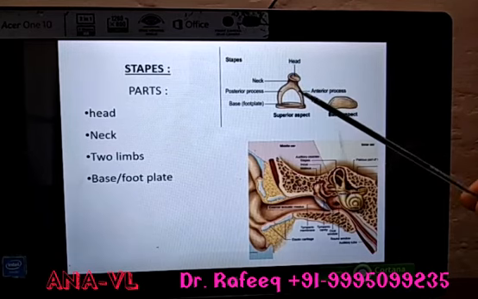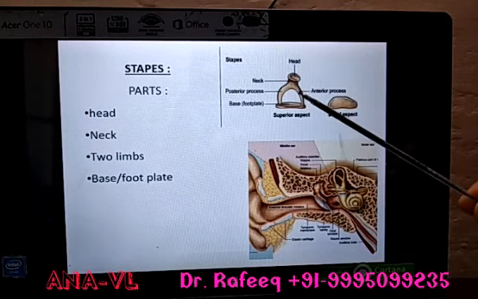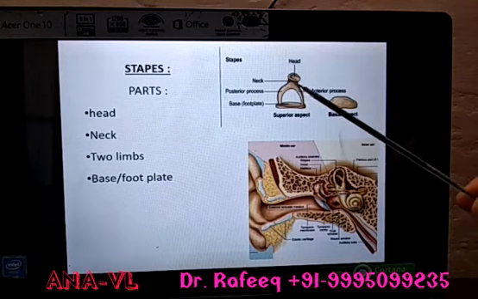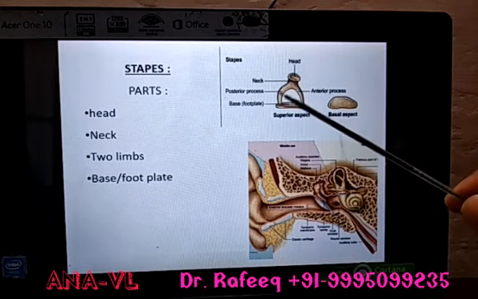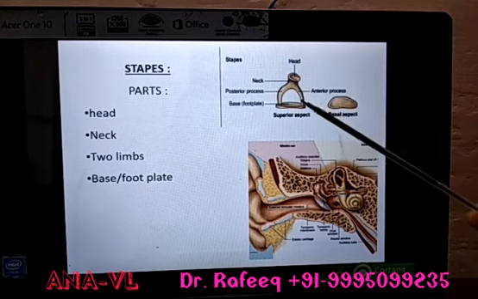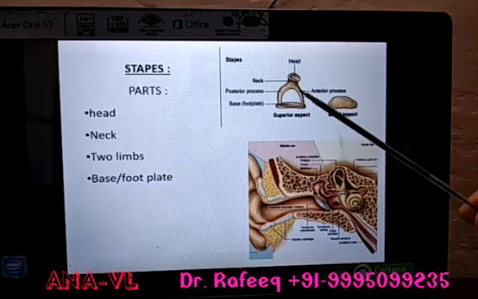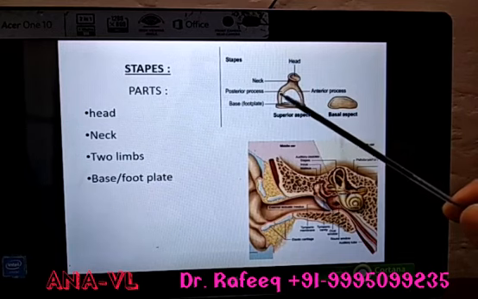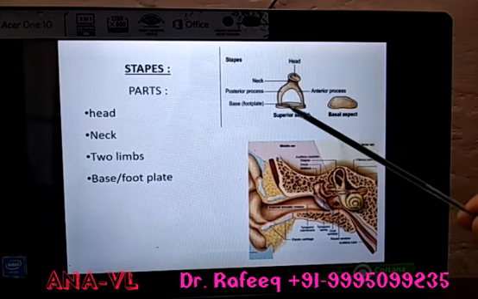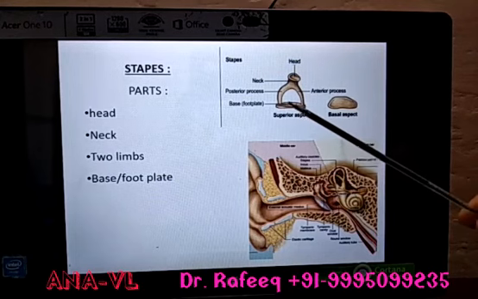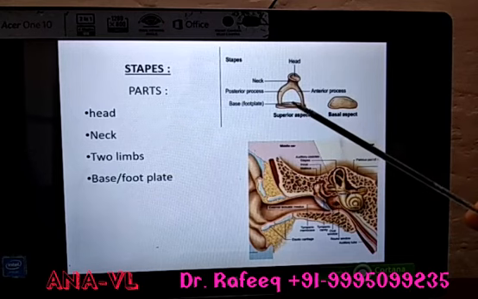One is in front, that is called the anterior crus or anterior process or anterior limb. Another one is behind, that is called the posterior process or posterior crus. These two are different: the anterior crus is very short and the posterior crus is a little bit longer. Next, both crura join with the base of the stapes. The base is a flattened oval-shaped part which is also called the foot plate.